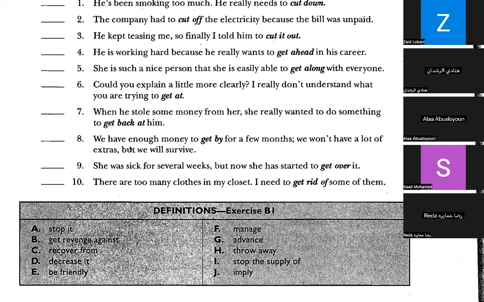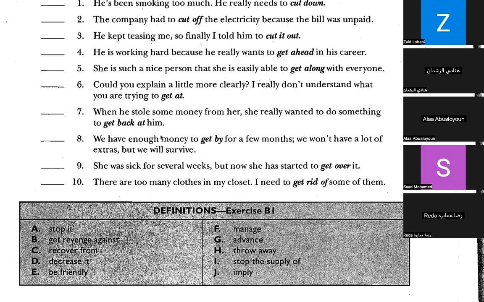All right, so got it? To get back at someone means to get revenge. And revenge means what, guys, in Arabic? ينتقم. الانتقام. Good job. So some people feel they have to do something like that. Others don't. They're forgiving, and they say, I think God will provide me with something better. Something better, and that's it.